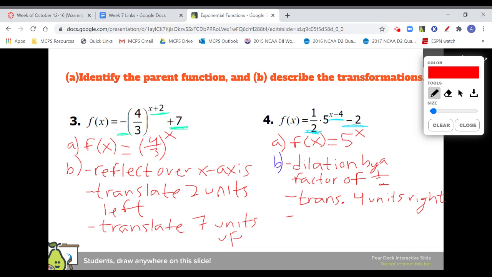And then last but not least, that minus 2 at the end. Again, that is a vertical translation. And so in this case, because it is minus, we're going to be translating 2 units down.